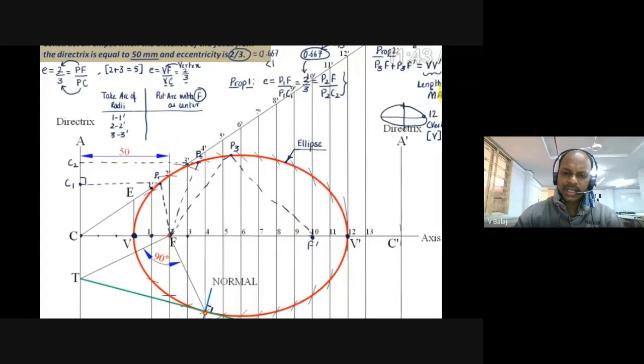So if we understand clearly these properties and how to draw this ellipse, I need not explain the second problem, parabola, and third problem, hyperbola. It is a simple difference. If you understand this total picture, you can easily draw the rest of the parabola and hyperbola. Do you have any questions now? I can clarify them.